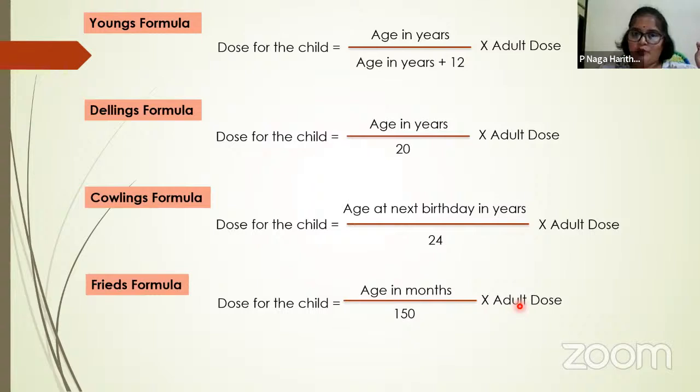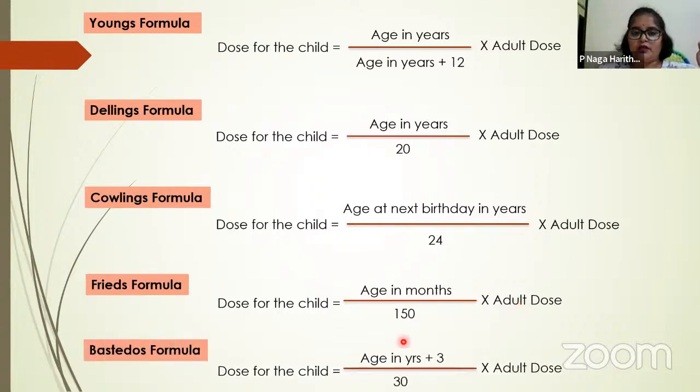And then the last formula related to age is the Bastedo's dose formula. Dose for the child is equal to age in years plus 3, divided by 30, multiplied by the adult dose. So all these formulae, Young's, Dilling's, Cowling's, Fried's and Bastedo's, are related to age. Depending upon the age, you can calculate. You can take a screenshot of this slide to easily revise these formulae every morning.